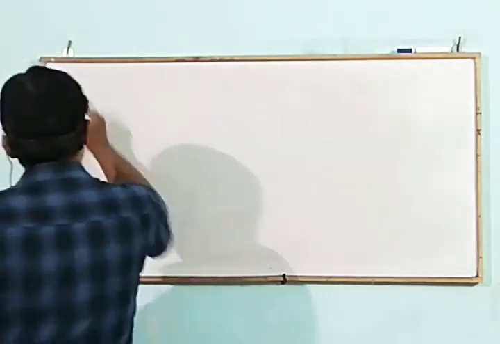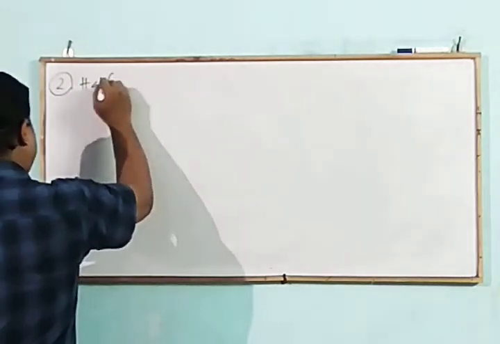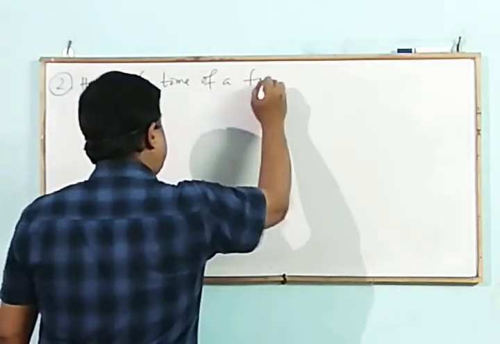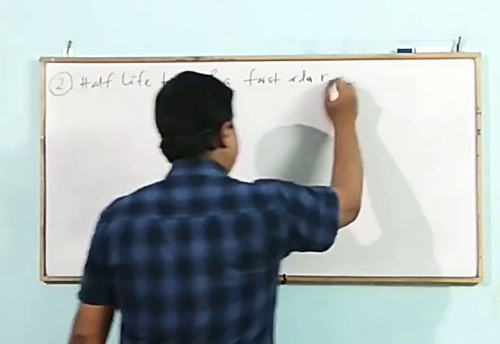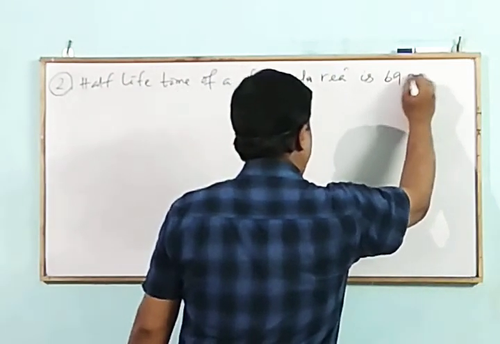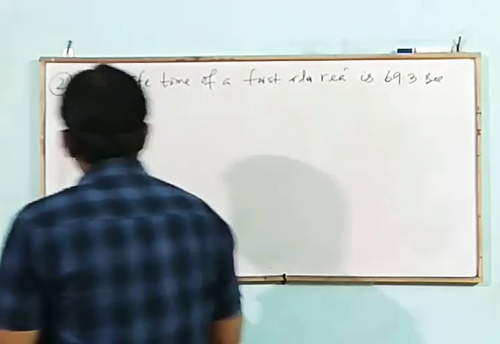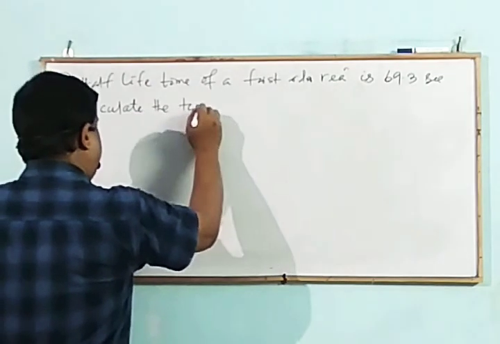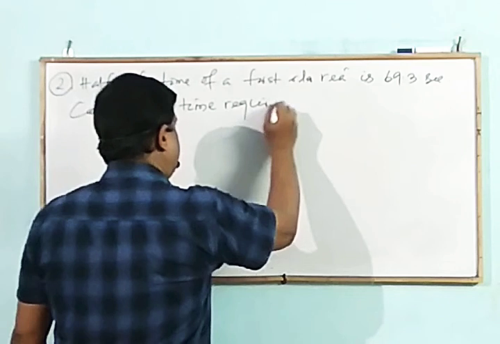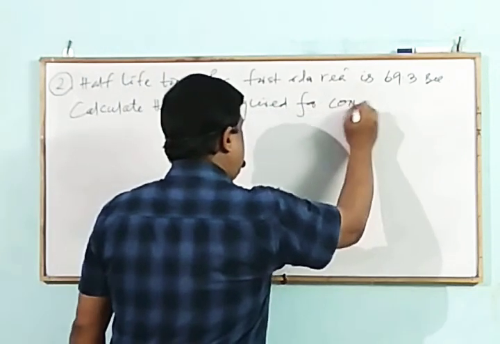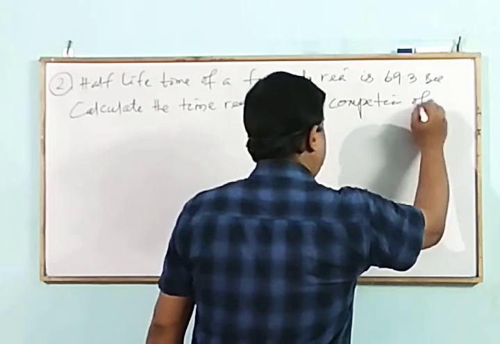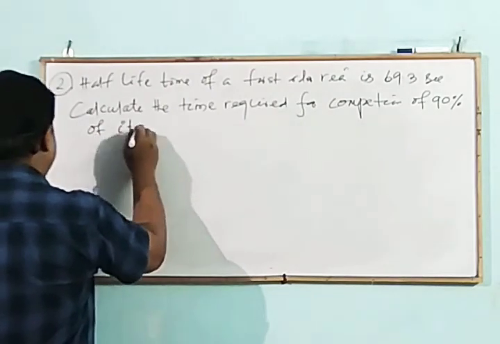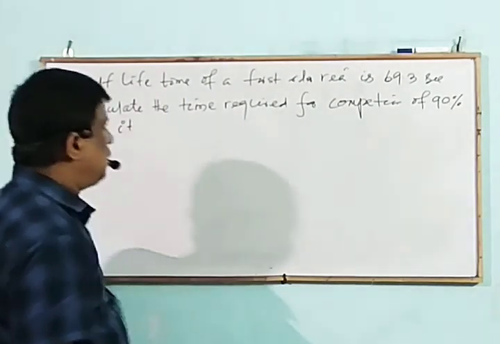Next question is: the half-life time of a first order reaction is 69.3 seconds. Calculate the time required for completion of 90% of it. Mark that. What is the data given? Data given, half-life time is given.